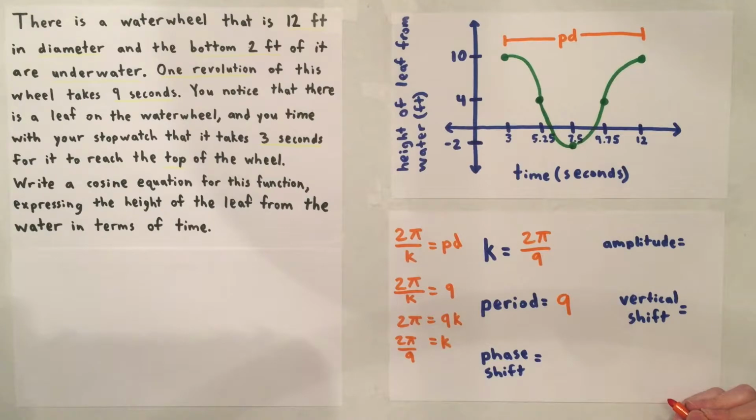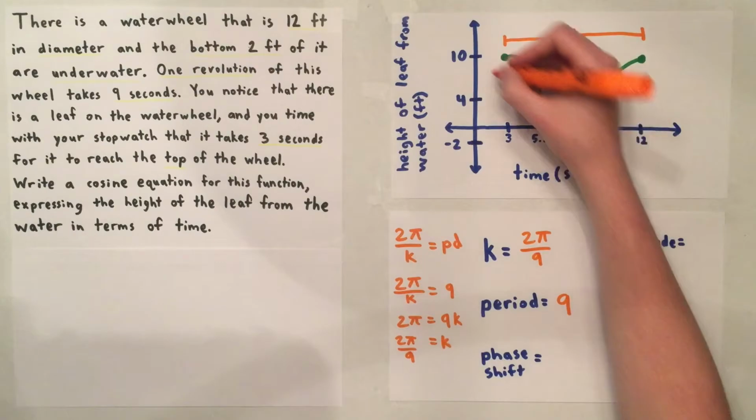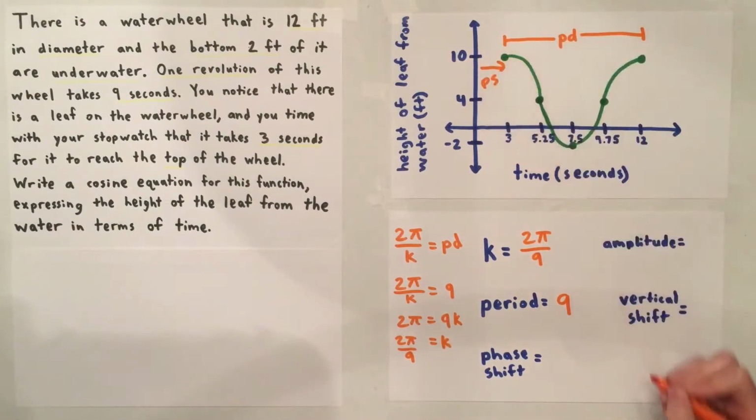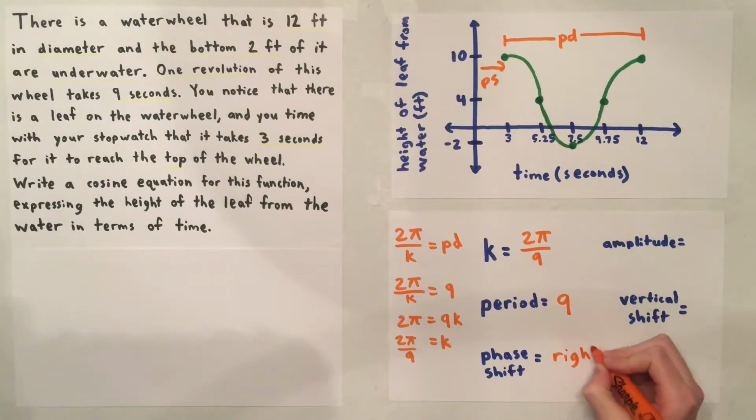Now, let's find the phase shift. The phase shift is the horizontal shift from the parent function. Our function has moved right 3 horizontally, so for the phase shift, I'll write right 3.